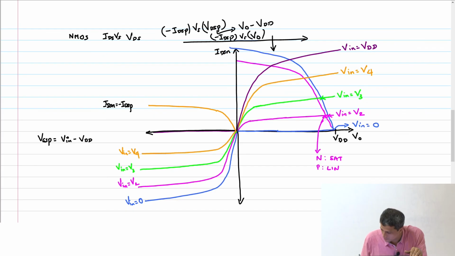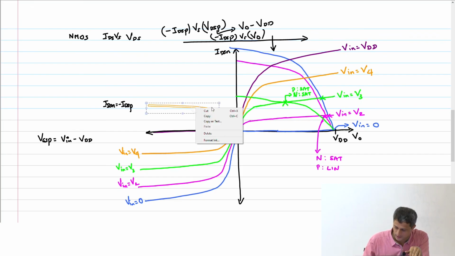Maybe this alone I will just redraw. For Vin equal to V3, obviously this is my point of intersection. Very evidently N and P are in saturation region.